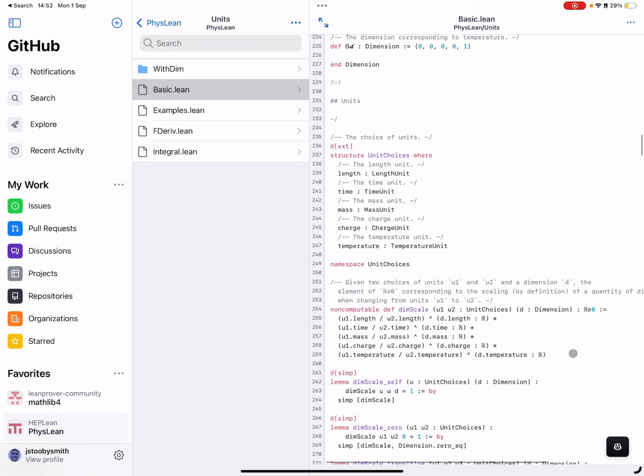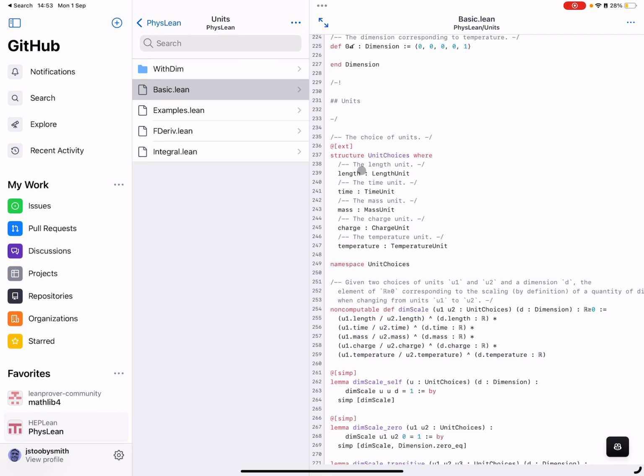One of the key definitions here that depends on the unit choice is this thing called dim scale, and this basically says that if you have two unit choices, u1 and u2, and a dimension d, this is a real positive number which corresponds to this thing here. And what this is saying is that if you change from units specified by u1 and go to the units specified by u2, and you're working with a quantity of dimension d, this is the scaling that you would expect. So for example, if d here just corresponds to length, all of these terms except the first one would be 0.